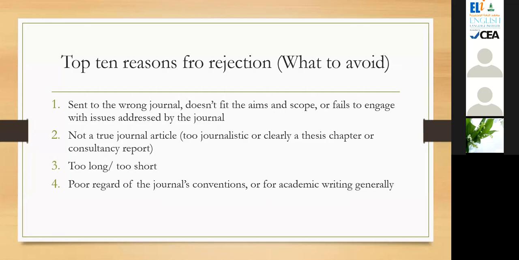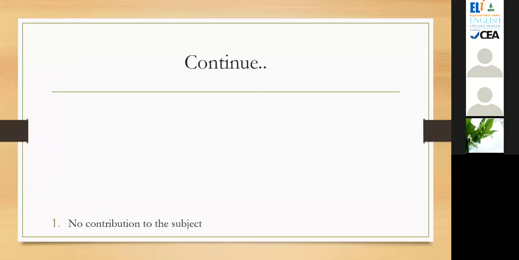You show poor regard for the journal's conventions or for academic writing generally. So you have to make sure that your academic writing is good. If it has some grammatical mistakes or something, I think it is a reason or a chance for rejection. Poor style, grammar, punctuation, or English, all of these could be reasons.